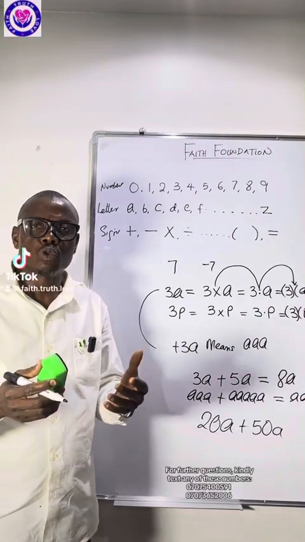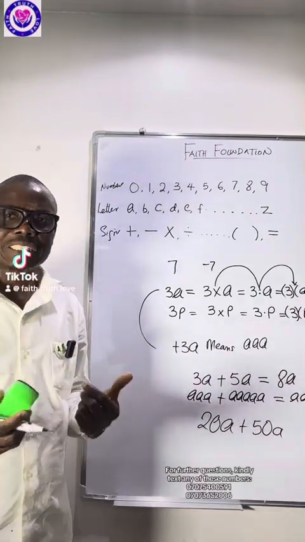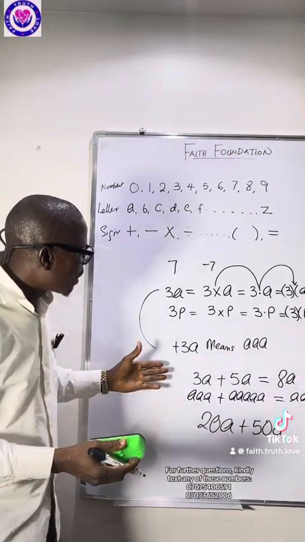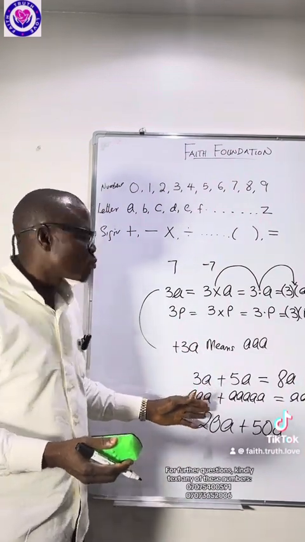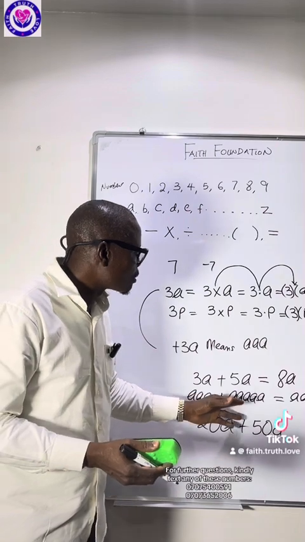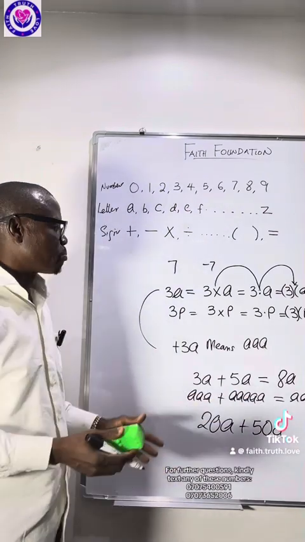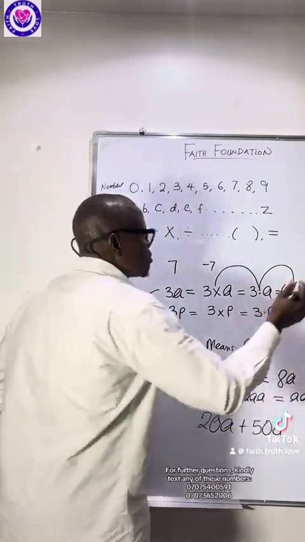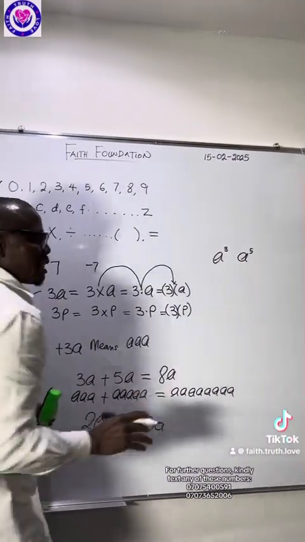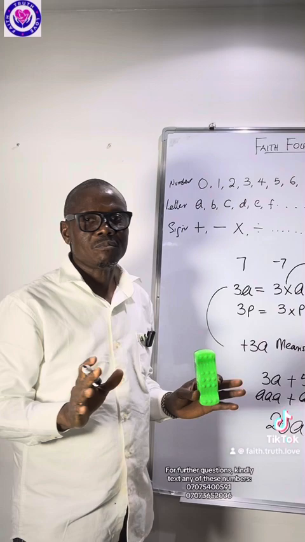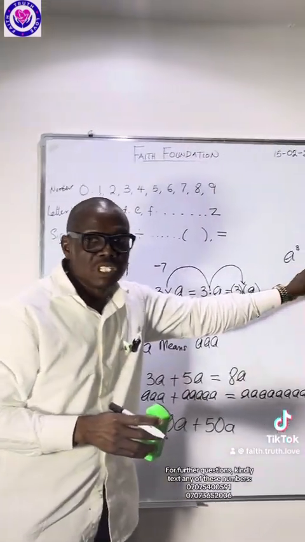Number and you want them to do the operation. They don't understand why it is like that. So that's why I try to break it down that 3A means A, 5A means A equal 5 places. Now, this is different from A power 3 or A power 5. It's a different thing.